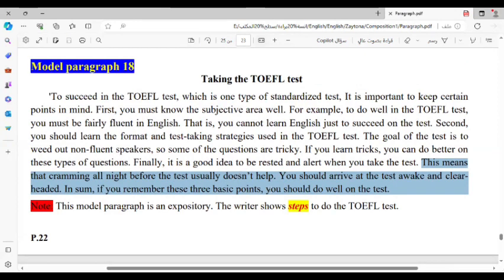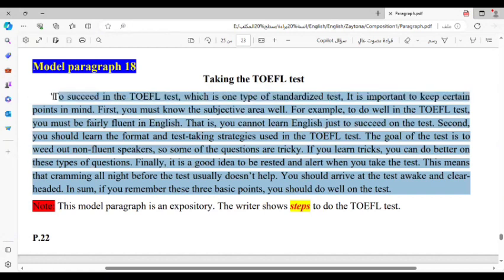This paragraph is an expository paragraph. Okay, it's talking about the TOEFL test. You know what the TOEFL test is? What's the meaning of TOEFL? It's like a degree when you are fluent in English. Okay, so what does TOEFL stand for? This is an acronym. You know acronym? Like every letter is for a word. So what does this word stand for? T for a word, O for a word, E, F, L.